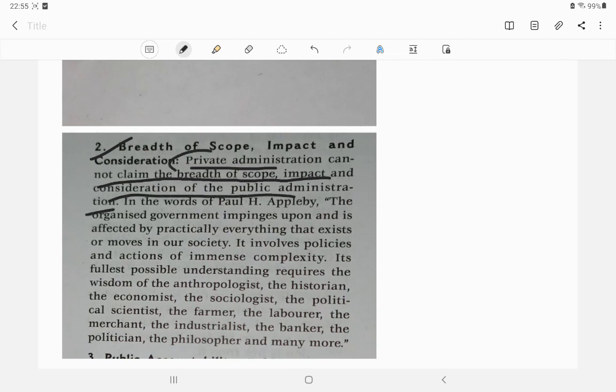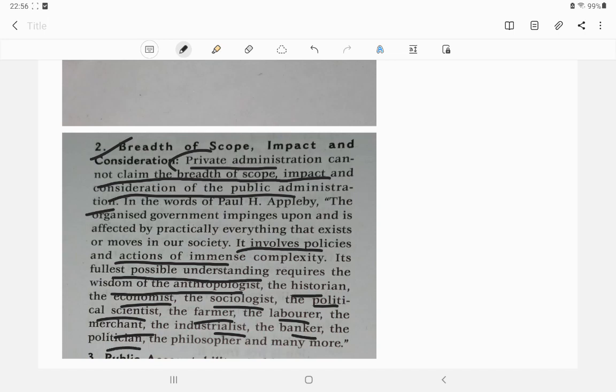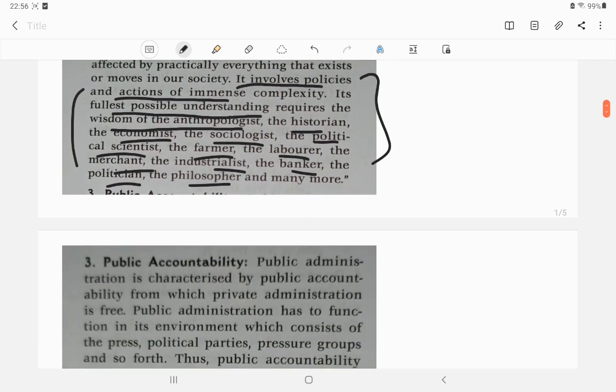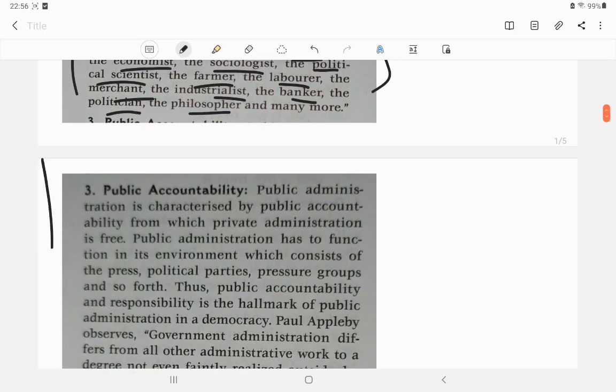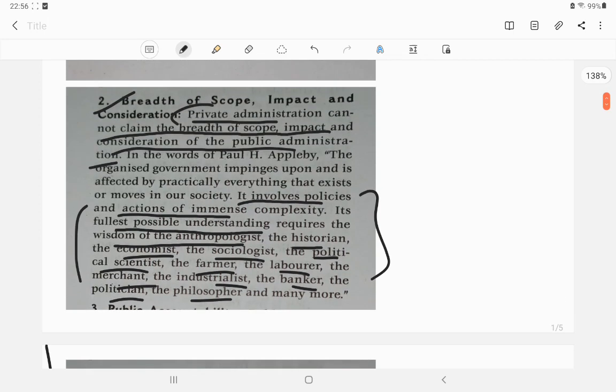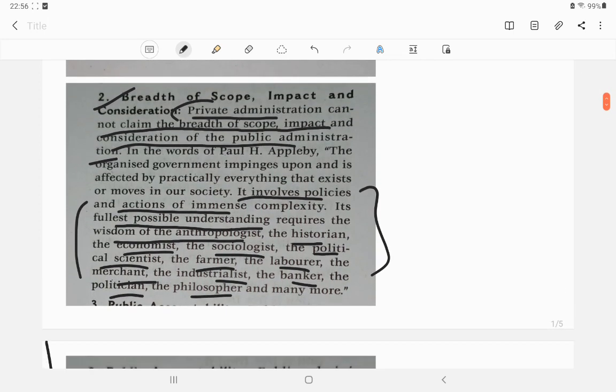That is private administration, but public administration is bigger in terms of coverage. It involves policies and actions of immense complexity. Its fullest possible understanding requires the wisdom of an anthropologist, historian, economist, sociologist, political scientist, farmer, laborer, merchant, industrialist, banker, politician, philosopher, and many more. So an administrator has to oversee all this. So first is the political direction and second is the scope.